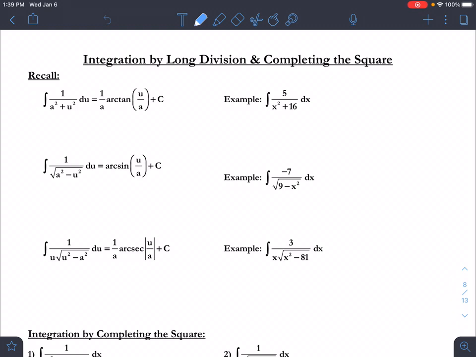Hey everyone, so today we're going to work on integration by long division and completing the square. The first thing we're going to talk about is completing the square, and this comes up when we are talking about these integrals that end up being arctangent, arcsine, and arcsecant. These three we have to know. Remember, these are in our top 15 integrals.